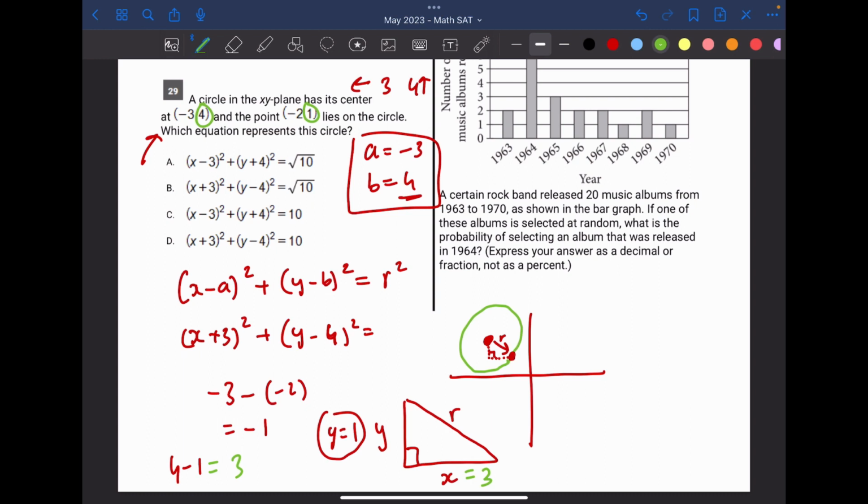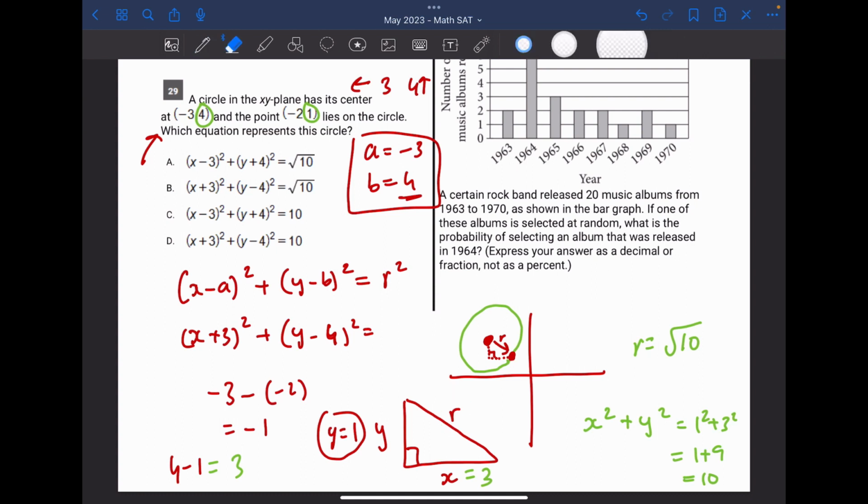Now we just want to do the Pythagoras theorem. You would do x² + y², which is equal to 1² + 3², which is equal to 1 + 9, which is 10. So that's r². So r is equal to the square root of 10. Okay, we just found r. Pretty simple. Once again, Pythagoras theorem.